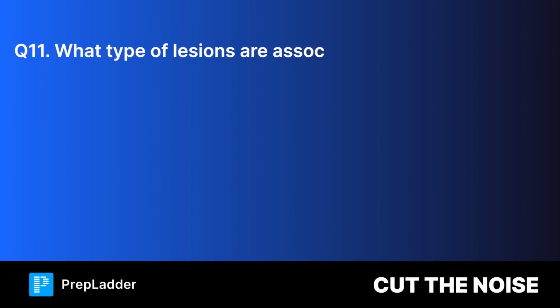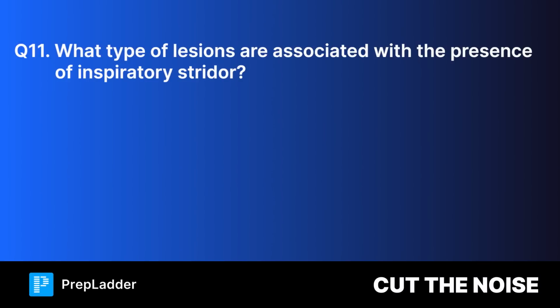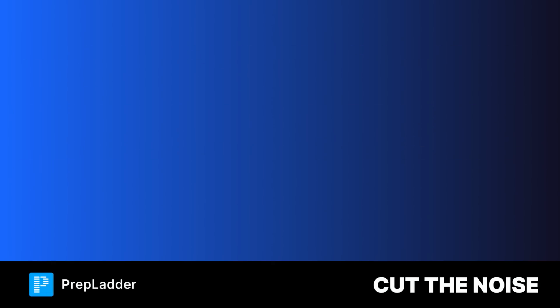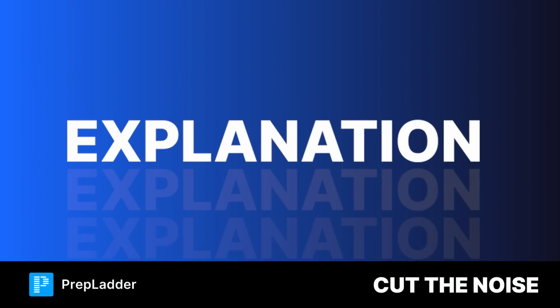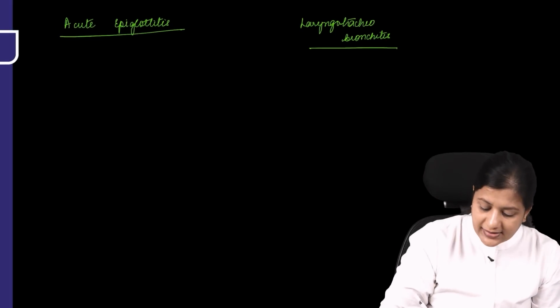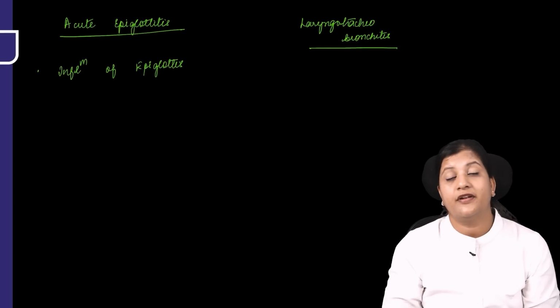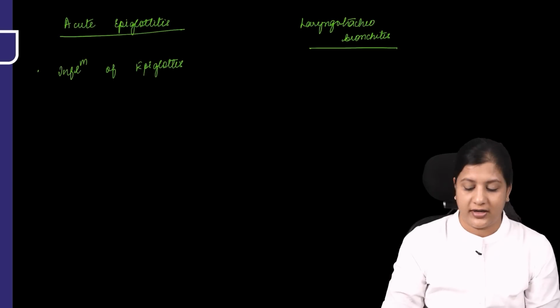Question 11. What type of lesions are associated with the presence of inspiratory stridor? Your options are, and the correct answer is supraglottic. Here's the explanation. In epiglottitis, as the name suggests, there is inflammation of the epiglottis. Now, epiglottis is a part of supraglottis. So, whenever there is an inflammation of the epiglottis or the supraglottis, we call it epiglottitis.